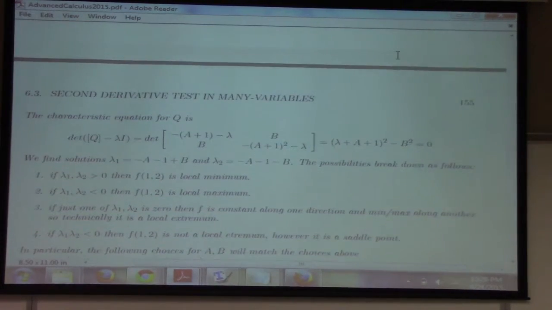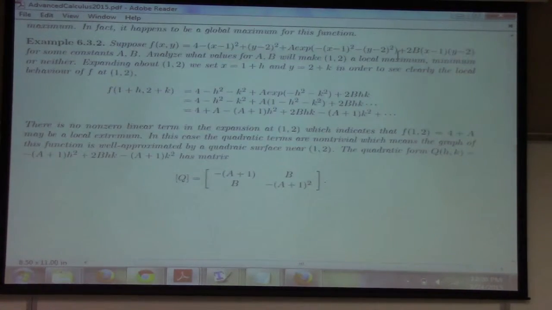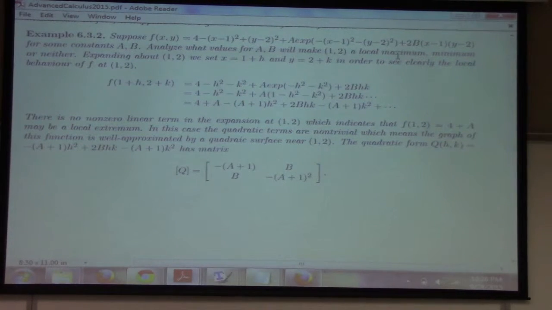Here's a fun über example. I have f of x comma y is 4 minus (x minus 1) squared plus (y minus 2) squared, plus a times the exponential of that stuff, plus 2b times that. And so my question is, if I choose different values of a and b, how does it make the point 1, 2 either a maximum, a minimum, or otherwise?